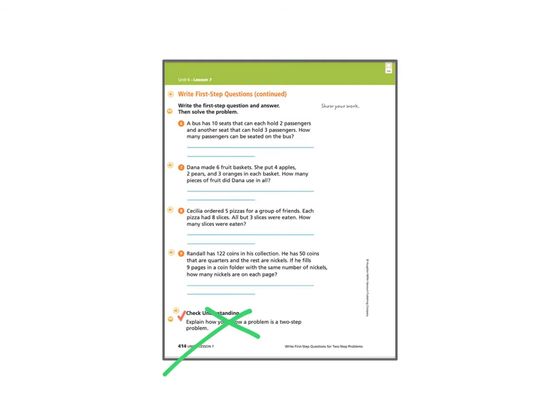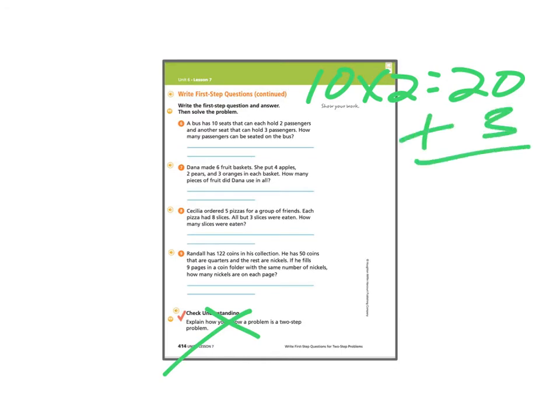So a bus has 10 seats that can each hold 2 passengers. So 10 times 2 equals 20 passengers. And another seat that can hold 3 passengers. How many passengers can be seated on the bus? We'd have 10 times 2 plus 3 equals 23 passengers.